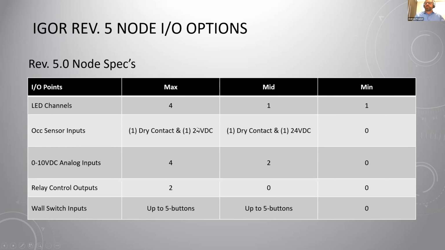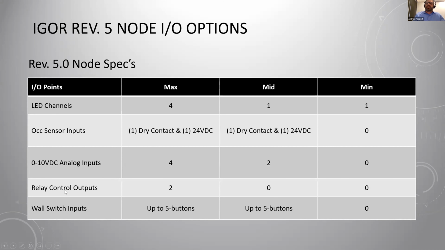Those inputs are marked OCC1, OCC2. We also have some 0 to 10 volt analog inputs on the max and mid nodes, which allows us to pick up a wide range of analog sensors. One thing I want to highlight: the nodes do have a 24 volt DC power supply built into them, so they can power these external devices with 24 volts DC and then receive these signals back.